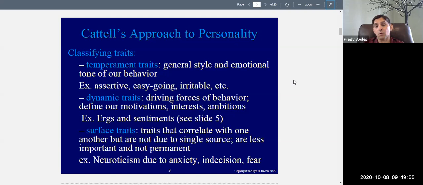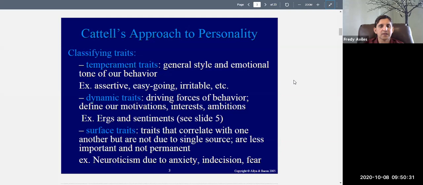Temperament theory. According to that theory, temperament is your basic personality at birth. It has to do with how emotional you are, whether you respond to things intensely or not, how accepting you are of, let's say, strangers being around or not. That is temperament. Okay, so he called that temperament traits, things that describe your general style, how emotional you are, the tone of your behavior, that kind of stuff.